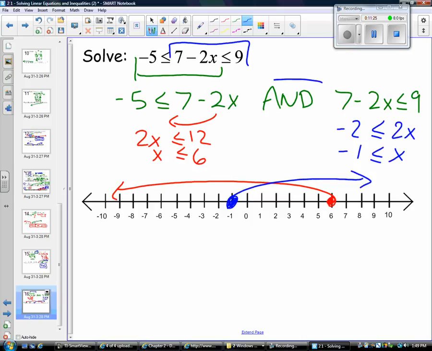And because this is an and, it doesn't say that in the question, but just the way the question is written, that's implied an and. So I'm saying, what is the final answer? Well, it's where they overlap. So it's between negative 1, equal to, and 6.